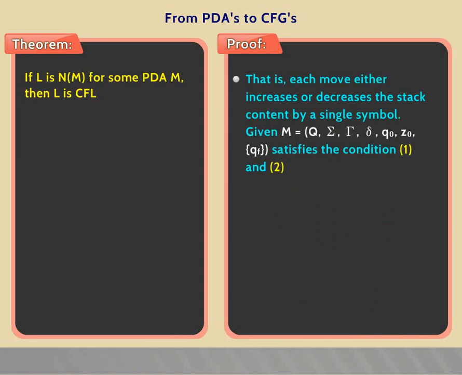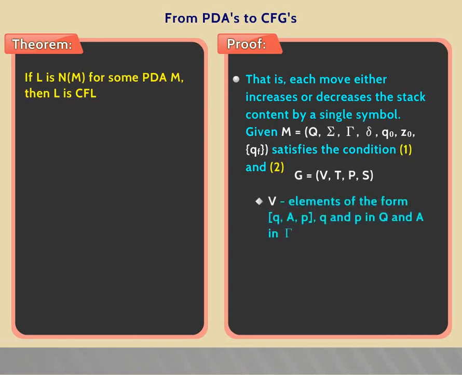Given M = (Q, Σ, Γ, δ, q0, Z0, qf) satisfies conditions 1 and 2, let G = (V, T, P, S). V consists of elements of the form (q, A, p), where q and p are in Q and A is in Γ. T is equal to Σ, and S is the start symbol. S provides (q0, Z0, q) for each q in Q.